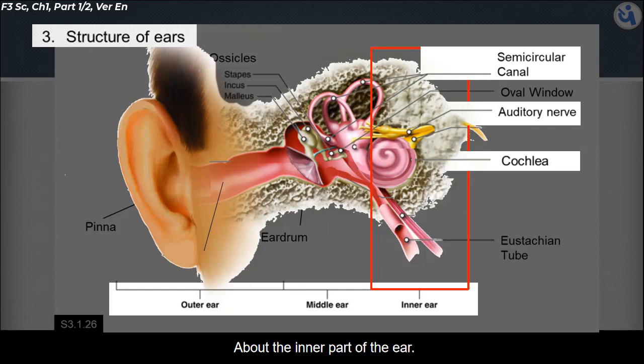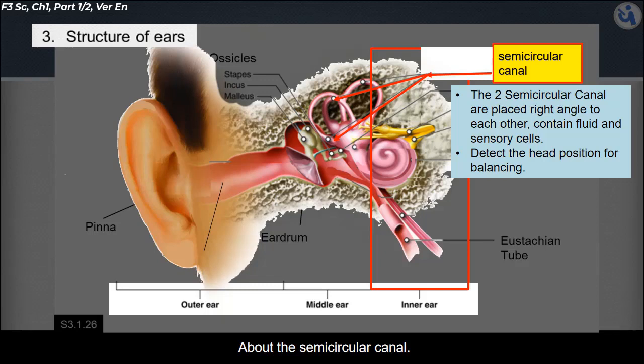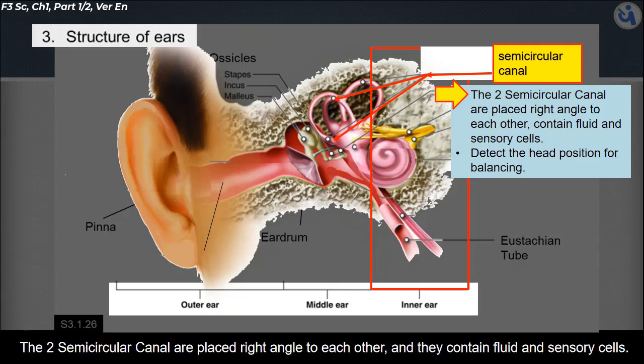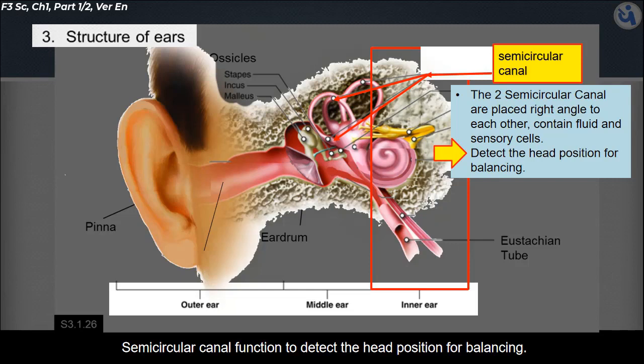About the inner part of the ear. The inner ear consists of three parts. They are the semicircular canals, the auditory nerve and the cochlea. About the semicircular canals. There are two semicircular canals. The two semicircular canals are placed at right angles to each other, and they contain fluid and sensory cells. The semicircular canals function to detect head position for balancing. And the semicircular canals are not involved in hearing.